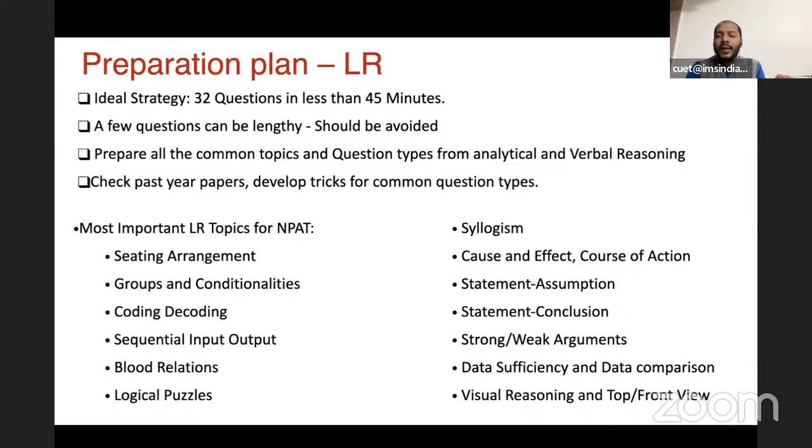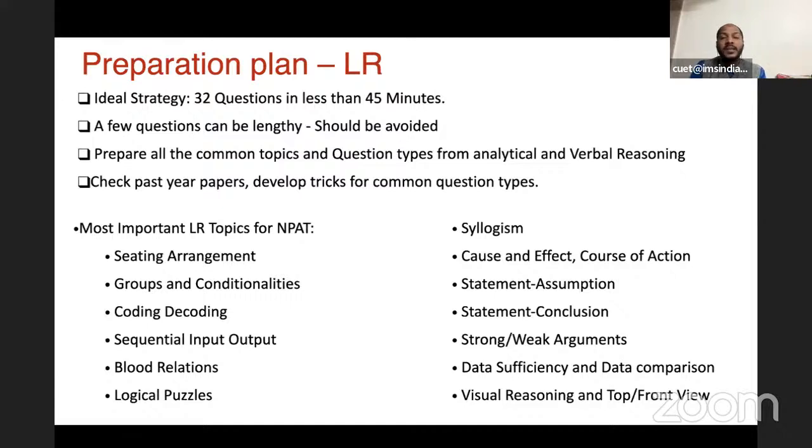One area which is quite different from the other exams is visual reasoning. Now there is visual reasoning in LR of NPAT. If you have studied visual reasoning, you would know that some images are given to you, and you are asked to identify what would be the next image, or such kinds of questions, or analogy, or odd man out. But in NPAT, you have visual reasoning based on top view, front view, or paper folding and such things. So if you have studied visual reasoning, you would have definitely come across these chapters.